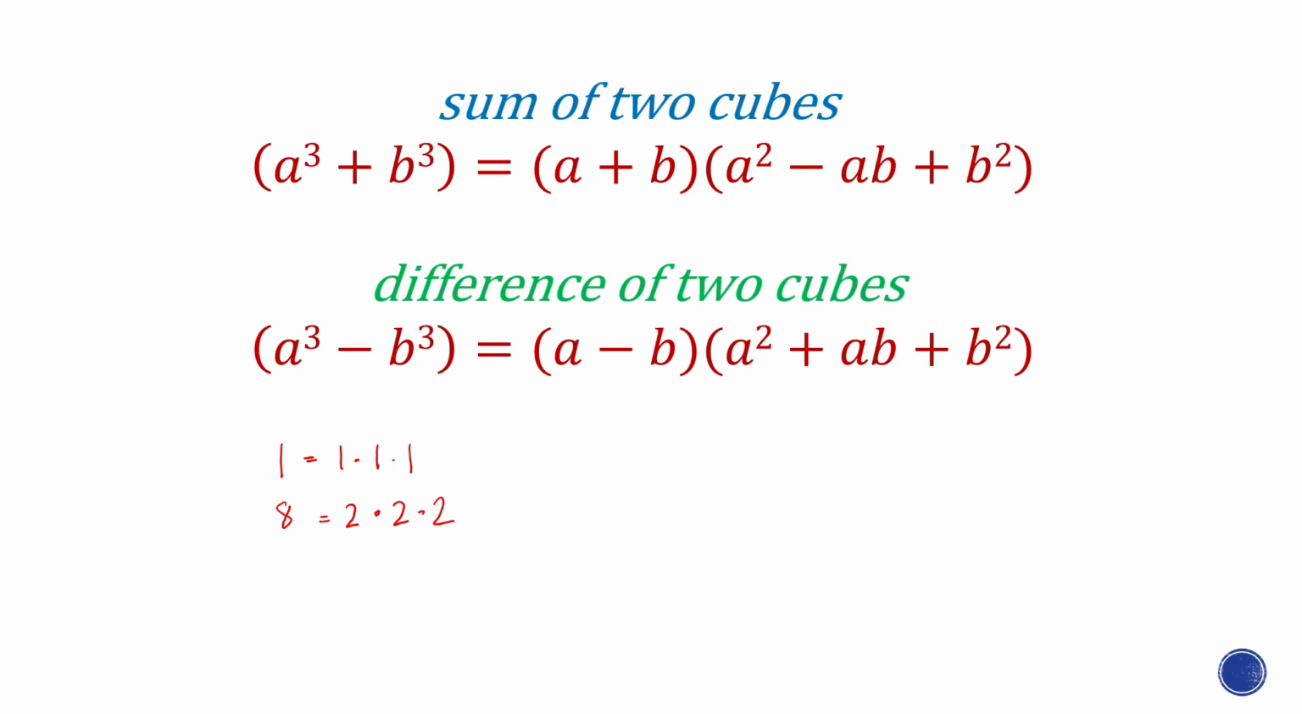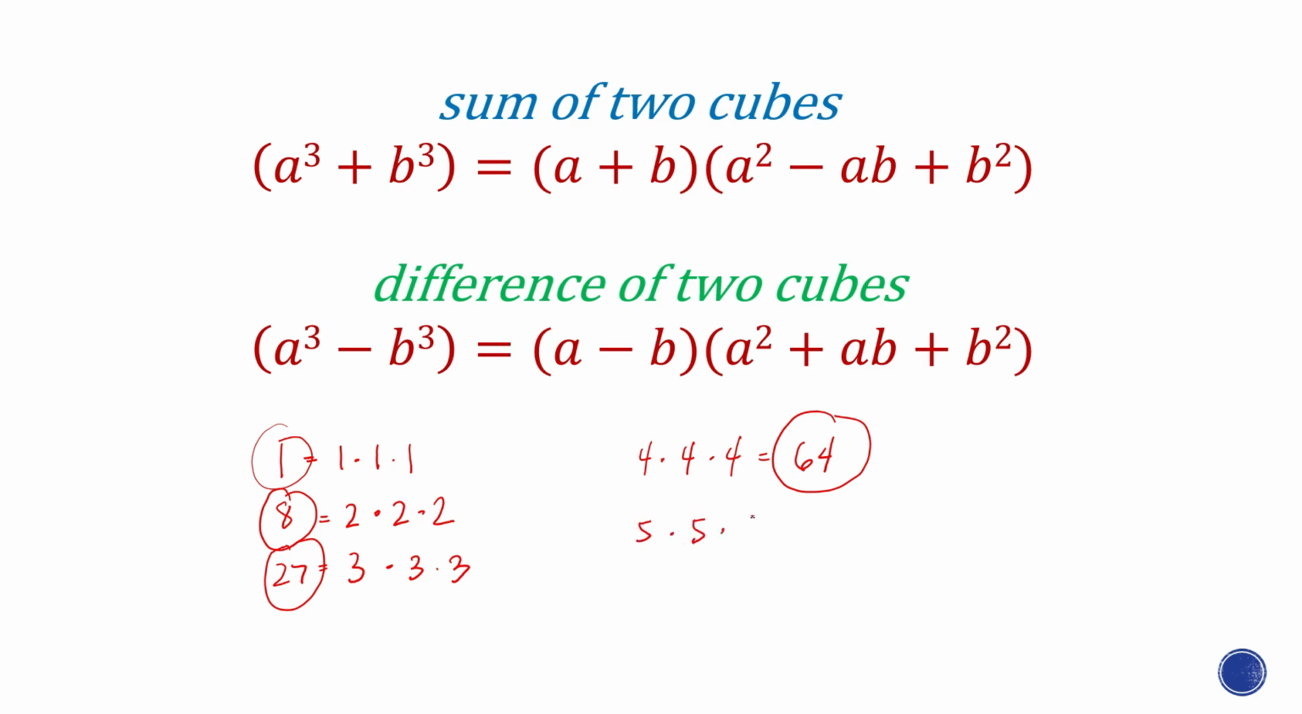The next after that is 3 times 3 times 3, which is 27. So 1, 8, 27. These are the numbers we want to see in either of the two terms. The next is 4 times 4 times 4, which is 64, right? And then the next after that is 5 times 5 times 5, which is equal to 125. So there are not really a lot of numbers: 1, 8, 27, 64, 125. These are the common ones.